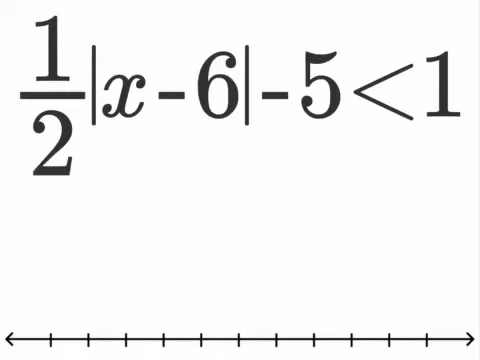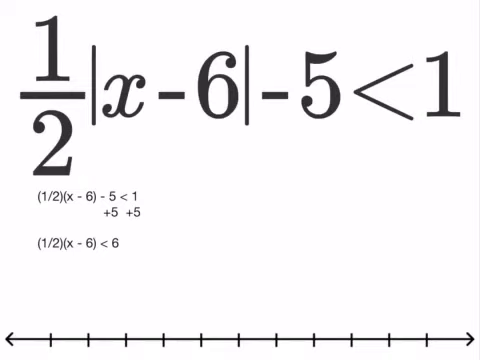Here's our final inequality. 1/2 of the absolute value of x minus 6, minus 5 is less than 1. So our first version is 1/2 of x minus 6, minus 5 is less than 1. I'd add 5 to each side. 1/2 of x minus 6 is less than 6.